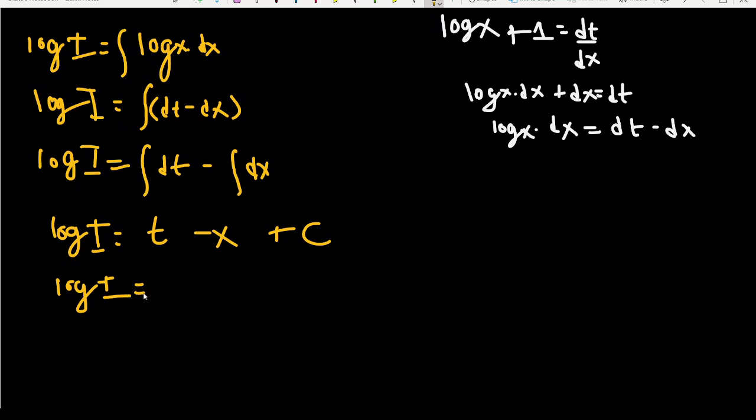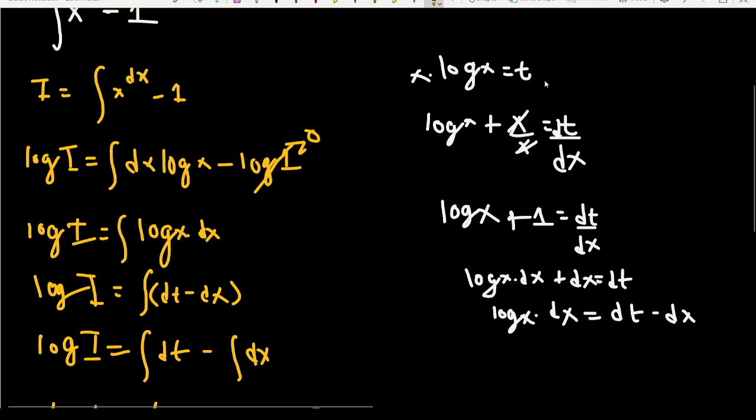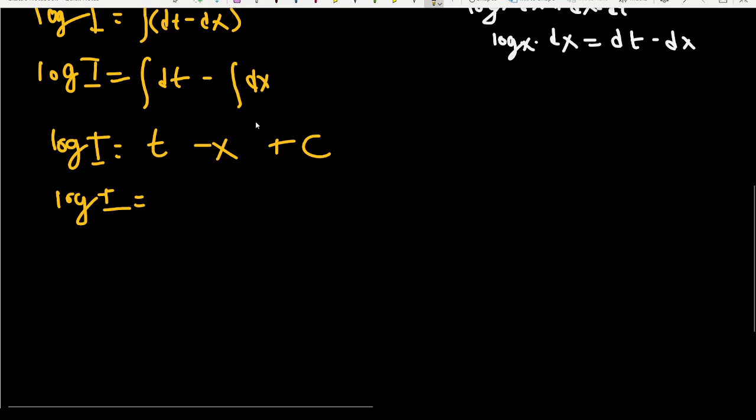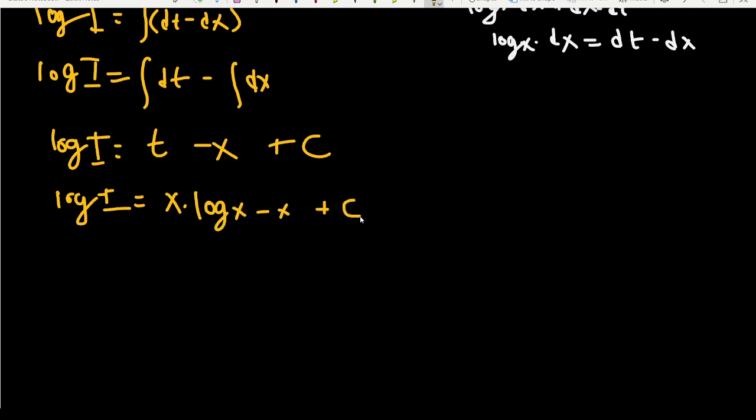Next thing we can do, log I equals, putting the value of t. I have let t as x log x. As you can see here, the value of t I have set is x log x. So I will put down the value of t here as x log x, and finally minus x plus constant. So this is what our integral becomes, but we have to find out the integral.